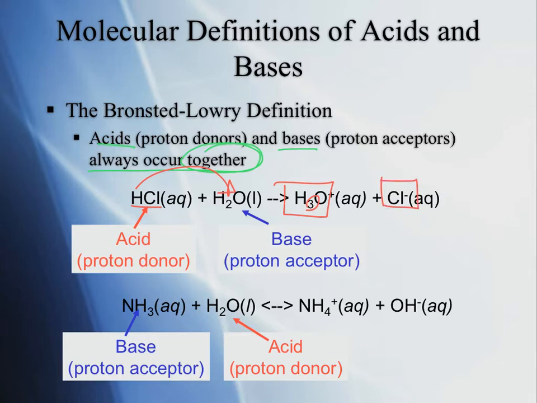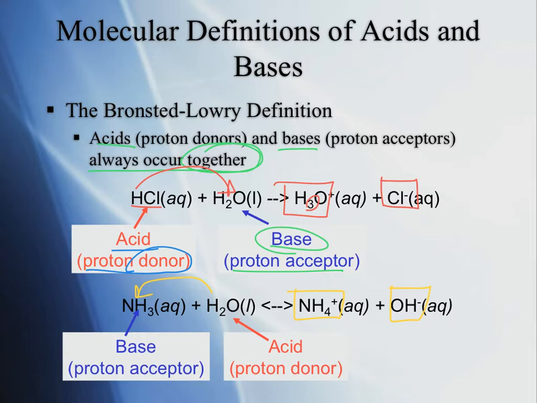Because HCl gave away its proton, that makes it a proton donor, or acid. And because water was the one that took the hydrogen ion, the proton, it is the proton acceptor, and that makes it a base. In the second example that we saw, the NH3 was the one that was taking the hydrogen ion from water to become NH4 now, with a little plus sign. And that means water was left naked as hydroxide ion, OH minus.